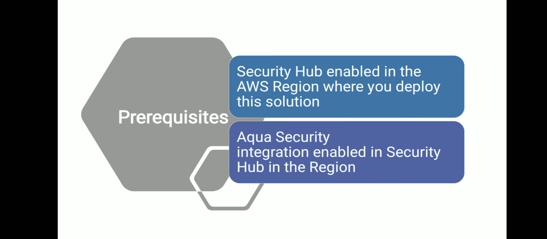Before we get into the architecture part, there are two important prerequisites. One is that AWS Security Hub has to be enabled in your region. Second is the integration with Aqua Security that you have to do in order to make sure that you are able to use Trivy appropriately without any issues in your architecture.